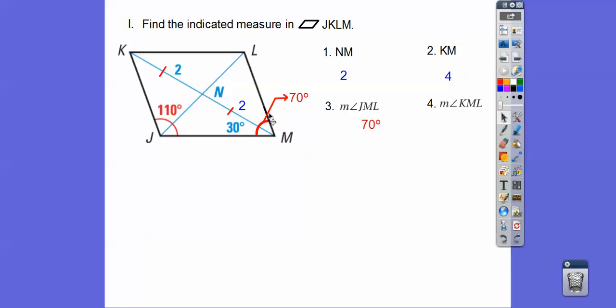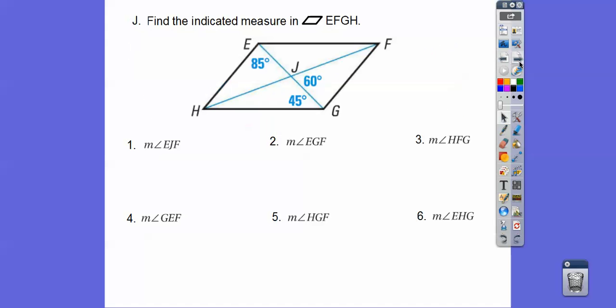And if that's 70 for the whole angle right there, then 30 plus 40 would have to be 70 right there. So KML would have to be 40 right there. Okay, makes sense? All right, so here we go.